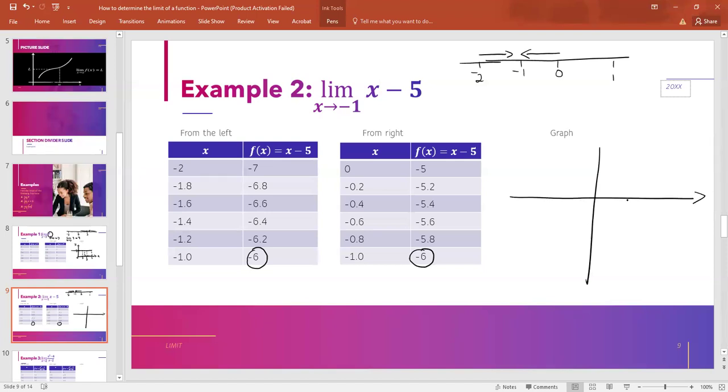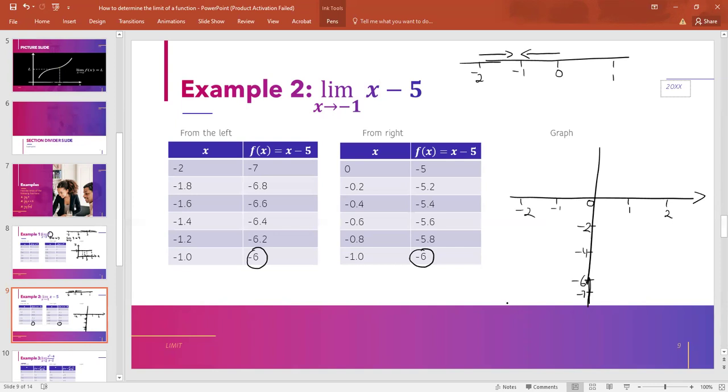And graphically, this is what we're going to have. Let's say 1 here. Let's say 2 here. Here we have our 0. Here we have our minus 1. Here we have our minus 2. Let's have our minus 2 here, minus 4, and minus 6. So this implies we're going to have a minus 7 somewhere here. So at x equals minus 2, we have our minus 7 here. When x equals minus 1, we have minus 6. And when x equals 0, we have a minus 5 here.